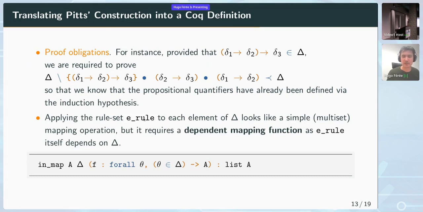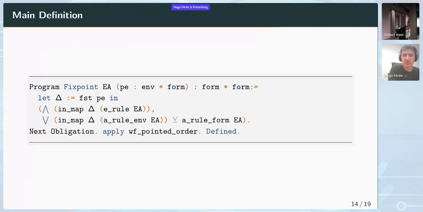And then the main definition is about mapping these rule sets to each element of delta. So this looks like a simple map function, but it really is a dependent map function. That is a map function that applies a function to each element of delta, but which itself depends on delta, because we need to know that the element you're mapping the function to belongs to delta. So this is a technical point, but which was crucial in the proof, and that's the kind of thing that does not need to be spelled out in a paper proof.